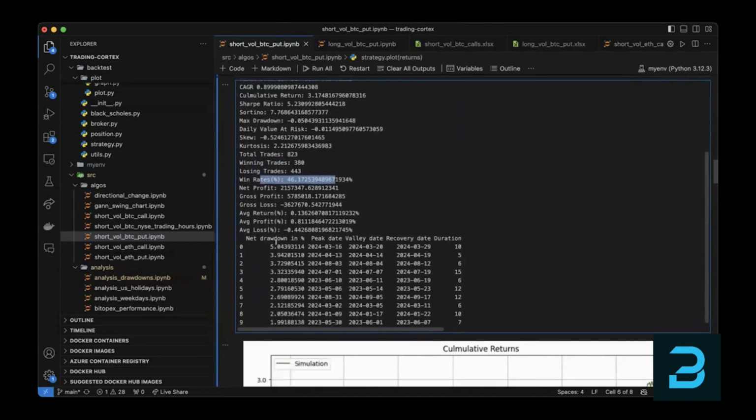Down here, we can also see the drawdown table. The peak date is when your capital is at its peak and starts decreasing. The valley date is when your portfolio hits the lowest point. And the recovery date is when your capital recovers from that particular drawdown period.